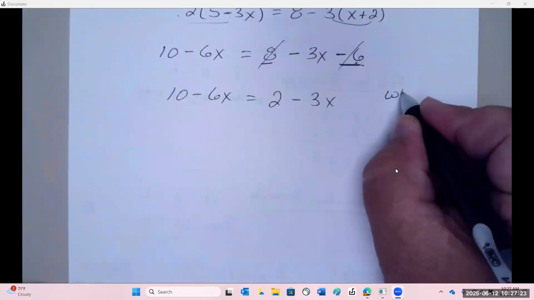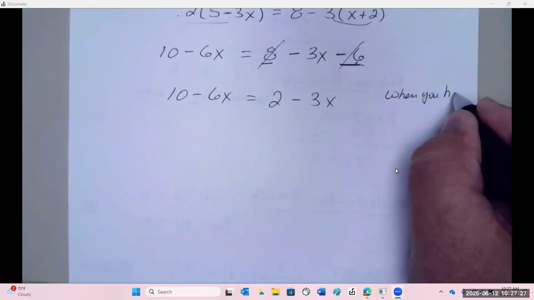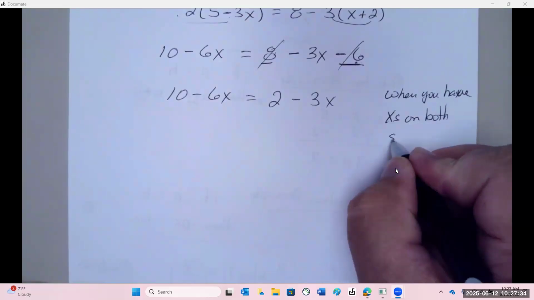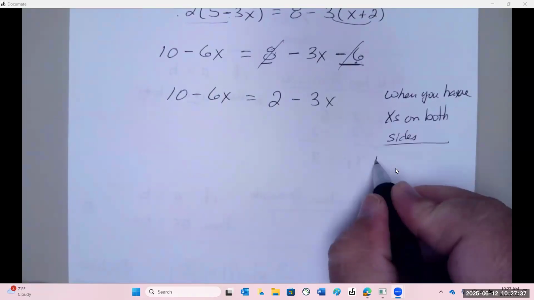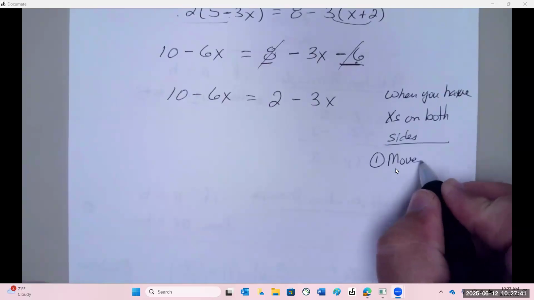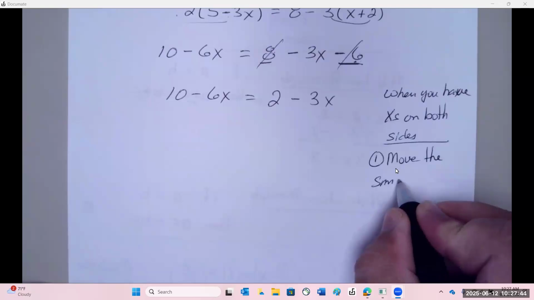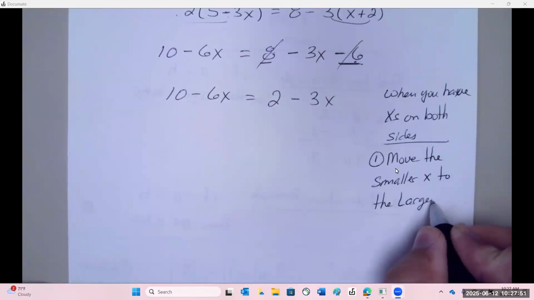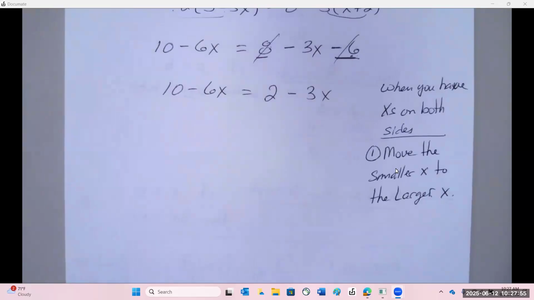All right. When you have x's on both sides, always move the smaller x to the larger x. Now, some of you all would say move the 2 and the 10 first. No. What are you solving for? X. So that's the important thing. Move the x's first. So move the smaller x to the larger x. Get all the x's on one side.